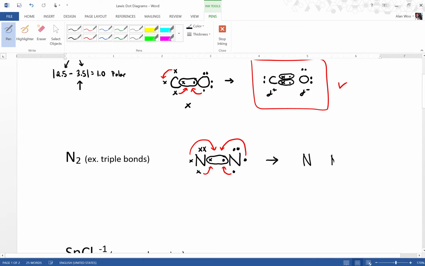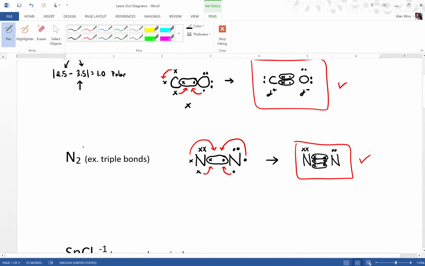So again, to redraw it, it would look like this. And this is how we would show triple bonds. Don't forget to put in the electron pair that was there already. So this one here is our correct Lewis dot diagram showing triple bonds.